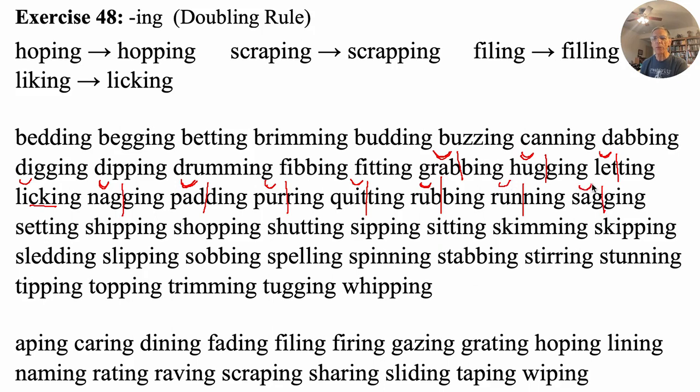Sagging. The rope was sagging. It was hanging down. Setting. I was sitting on a chair in the garden. Shipping. I ordered some books, and they are shipping the books to me. Shopping. Everybody likes shopping for books. Shutting. He was shutting the door. Sipping. She was sipping her coffee.